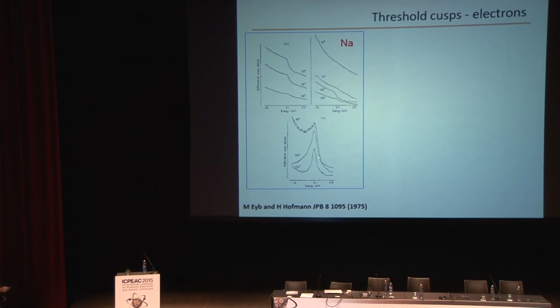And these structures were seen 30 or 40 years prior to this in nuclear physics by Wigner, and were given the name Wigner cusps.